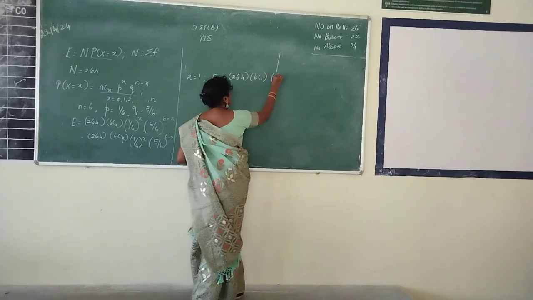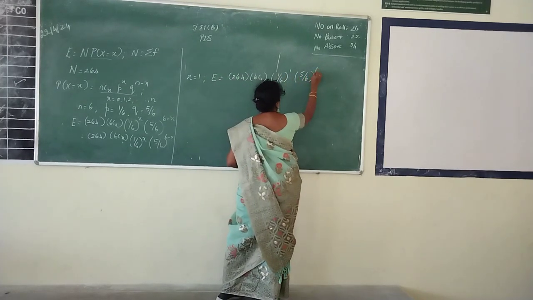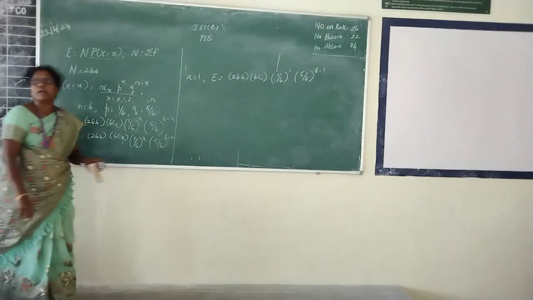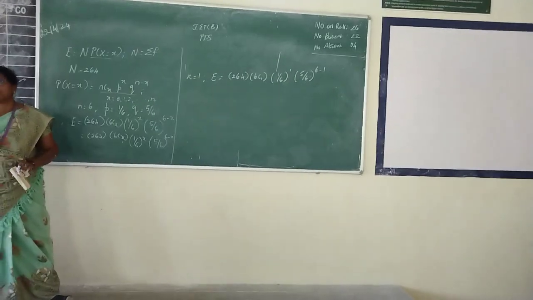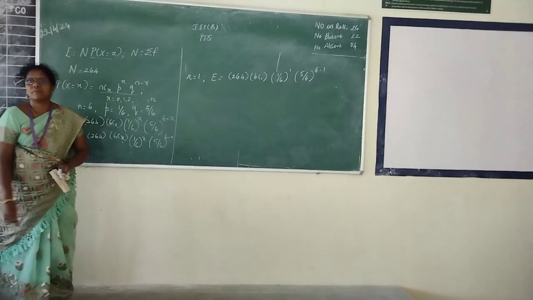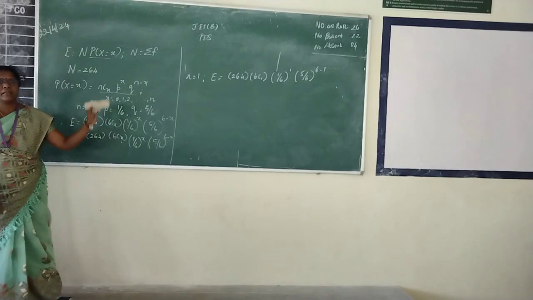6C1 into 1 by 6 the whole power 1, into 5 by 6 the whole power 6 minus 1. You have to put it in your calculator to find what your E is. Have you understood how to get the E? So for all the possible x values, you have to calculate E. Tell me what is the E value.